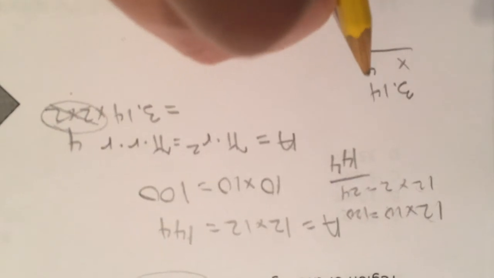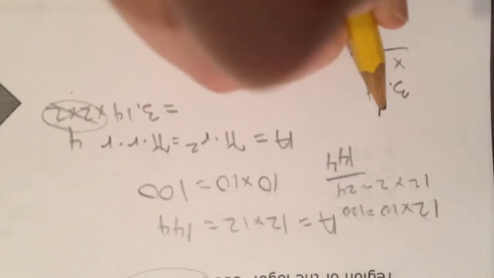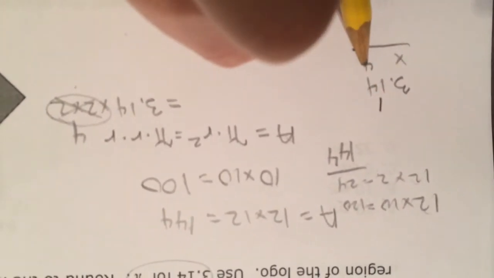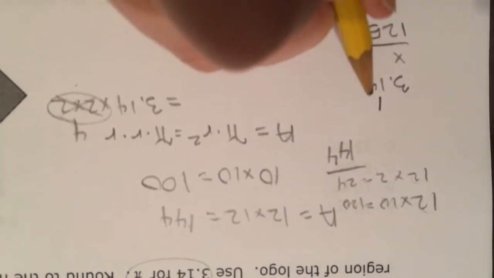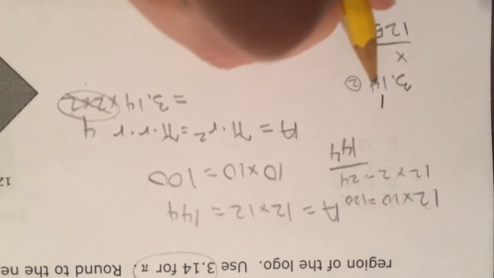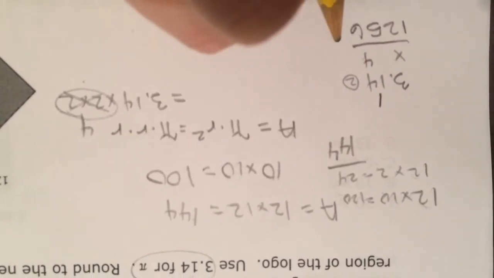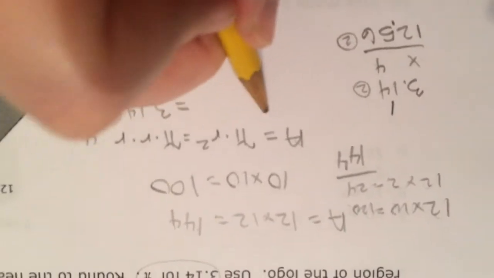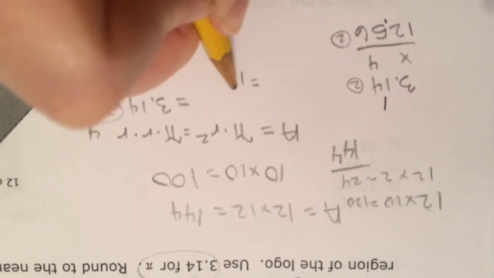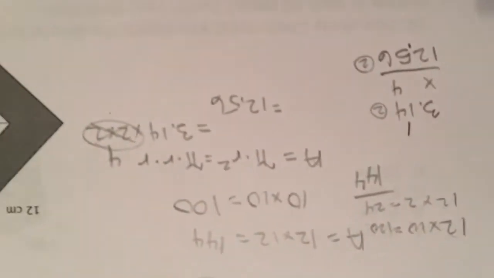All right, so 4 times 4 is 16. Carry my 1. 1 times 4 is 4, plus 1 is 5. 3 times 4 is 12. I have 2 numbers behind my decimal here, so I need 2 numbers behind my decimal here. 1, 2. So 12.56. So 12.56 is my circle.